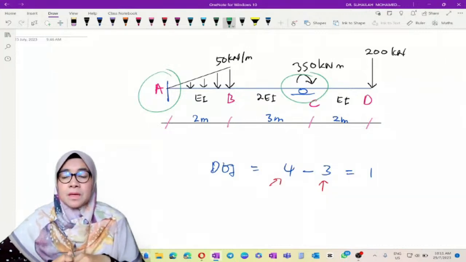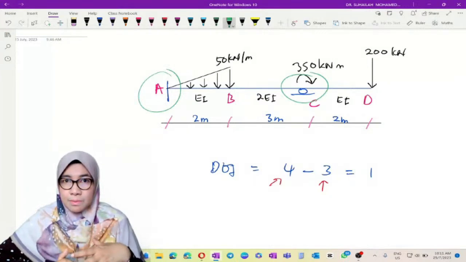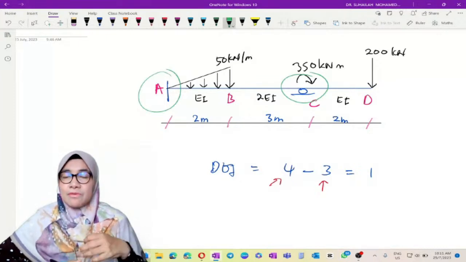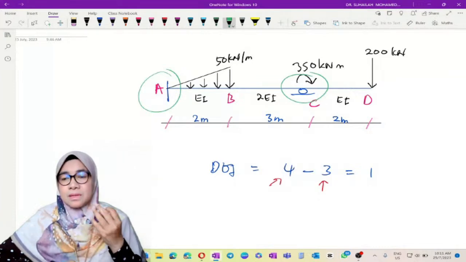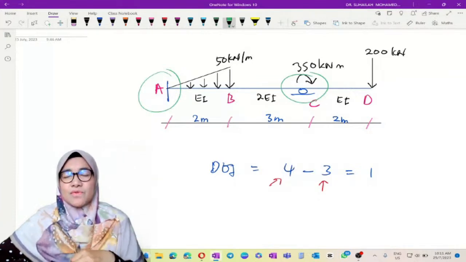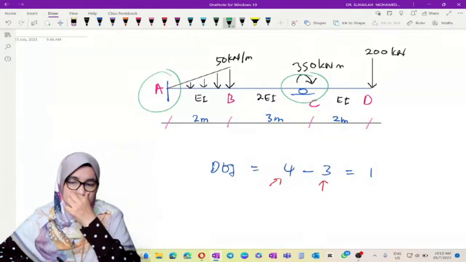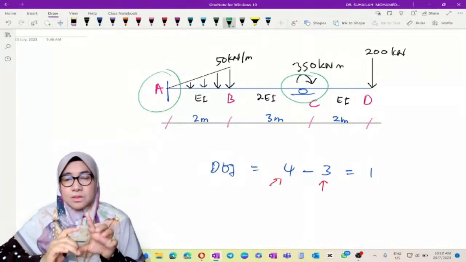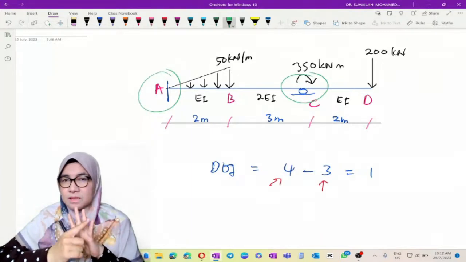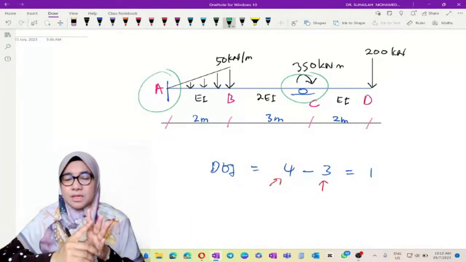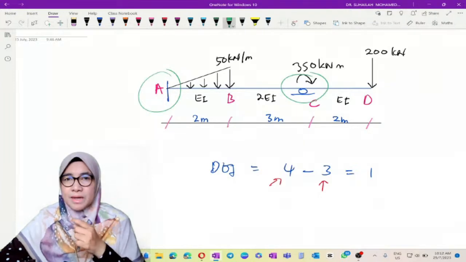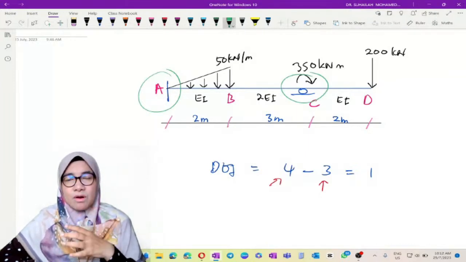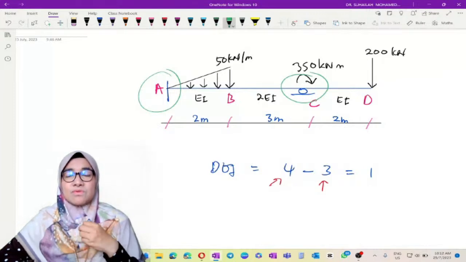That is why the simple way to determine the degree of indeterminacy is by finding the difference between the number of unknown reactions minus 3. These 3 mean the 3 unknown reactions that can be solved using the 3 equilibrium equations. The total is 4, 3 can be solved using equilibrium equations, so we have 1 redundant. One redundant is the problem, which means we have to solve the redundant.